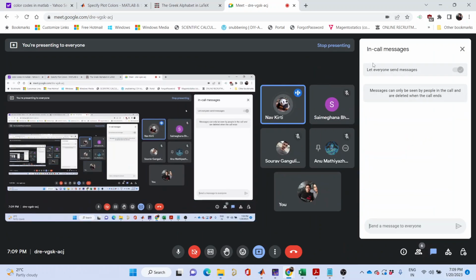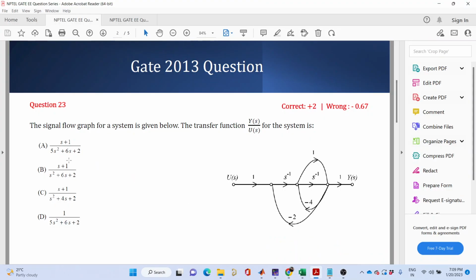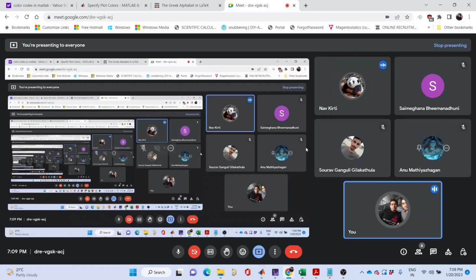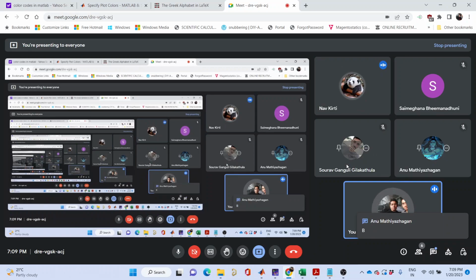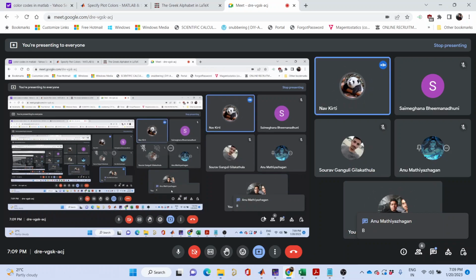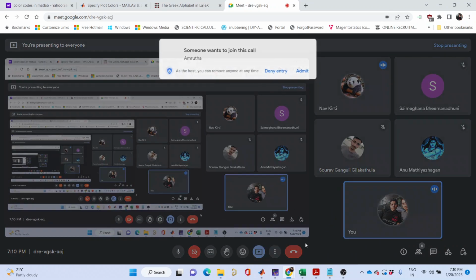So (s plus 1) divided by (s squared plus 6s plus 2). Which of the options do you think is correct? Oh, sir, B. Option B. Okay, anybody else? No, sir. Haven't you studied signal flow graph or what is the problem? Sir, in the formula, I'm getting some confusion. Anu is saying it is B. Okay.